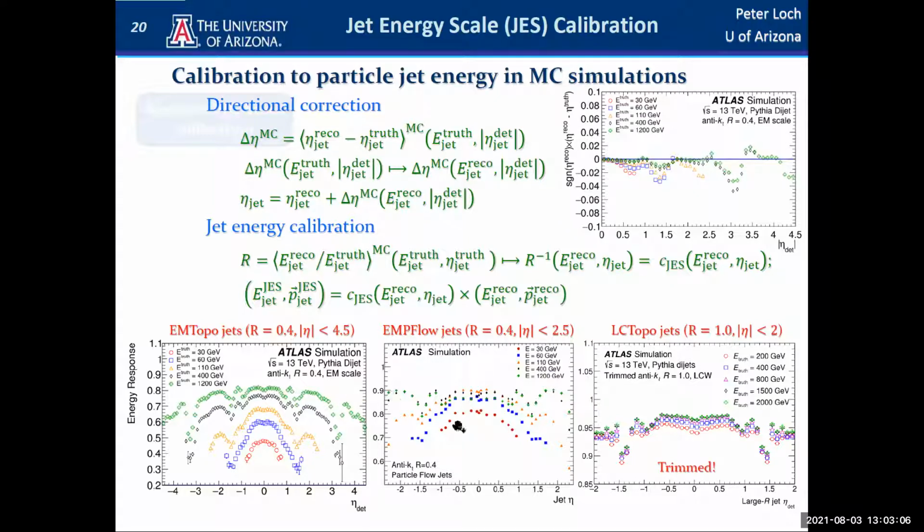Of course, if you go to particle flow, you now have a good part of the jet reconstructed from tracks, which are basically a representation of the true particle energy and momentum with some mass assumption.